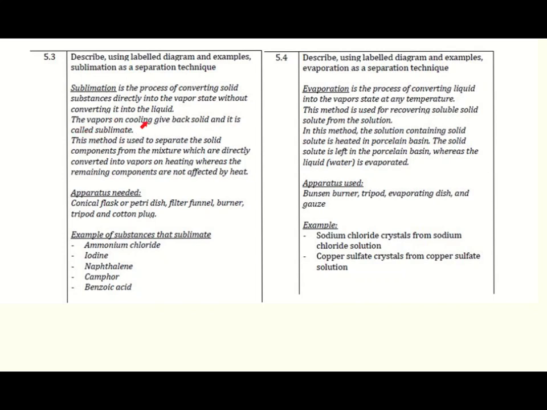So here you are going to heat the mixture. One of them is going to sublime, changing into vapor. The vapor, you will cool it down, it will change to solid, and then you can collect the solid. We need here a conical flask or petri dish, filter funnel, burner, tripod, and cotton plug. Examples of substances that sublime, you should memorize them: ammonium chloride, iodine, naphthalene, camphor, and benzoic acid.